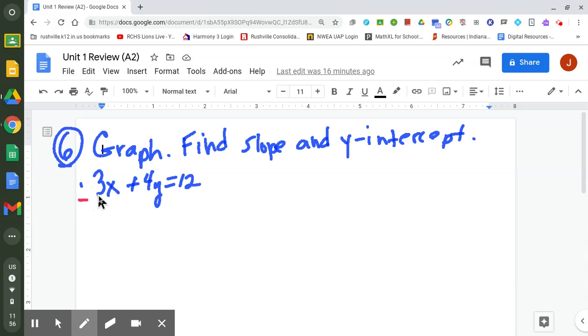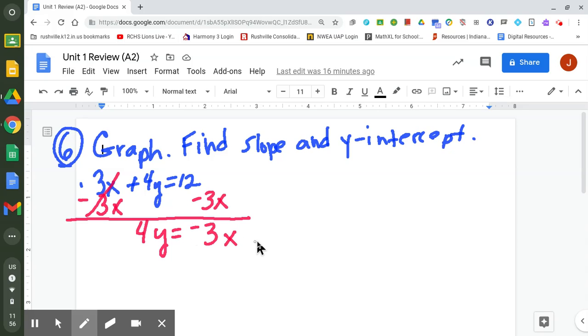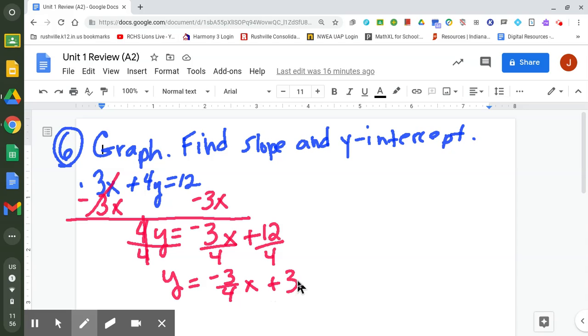So the first thing I'm going to do is minus 3x on both sides of my equal sign. That cancels that out. So now I have 4y equals, and I want it in y equals mx plus b format, so negative 3x plus 12. And then I'm going to divide by 4 all 3 terms. And that leaves me with y equals negative 3/4 x plus 3.